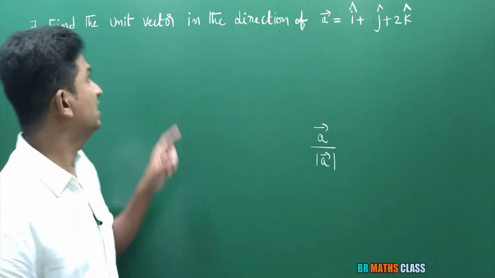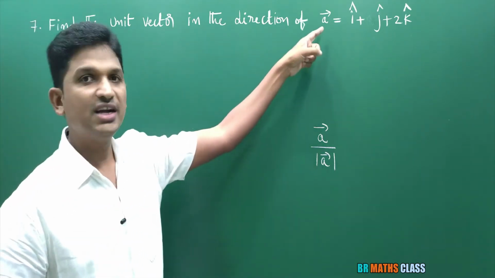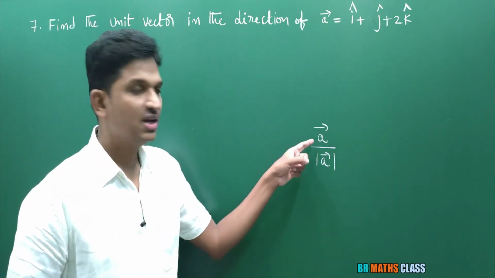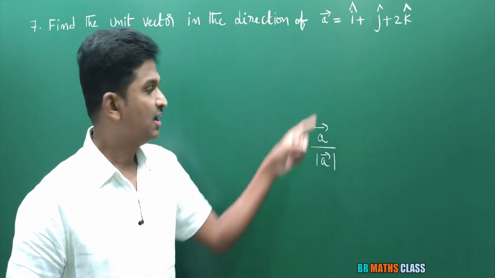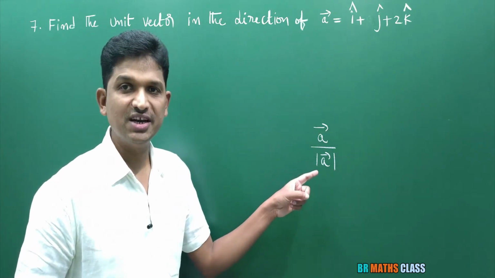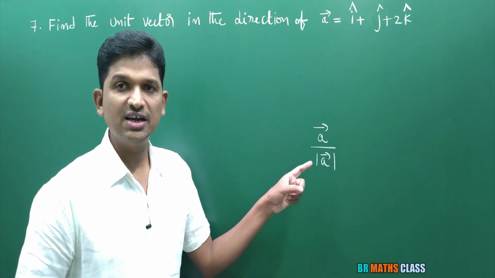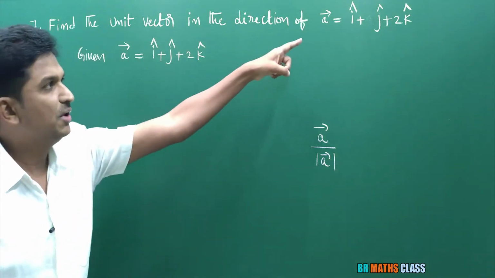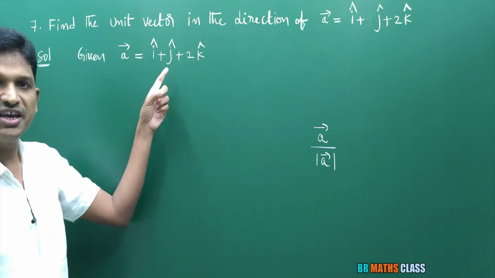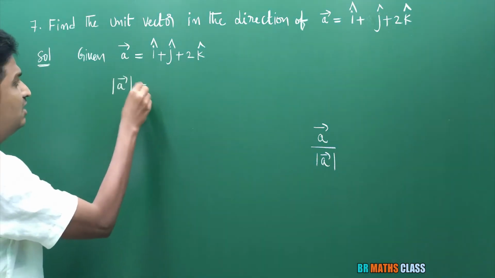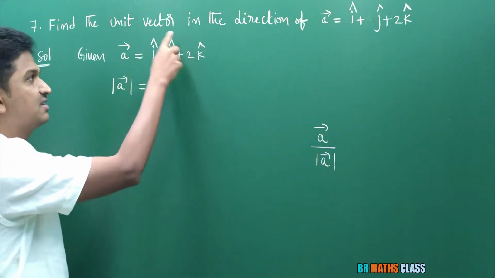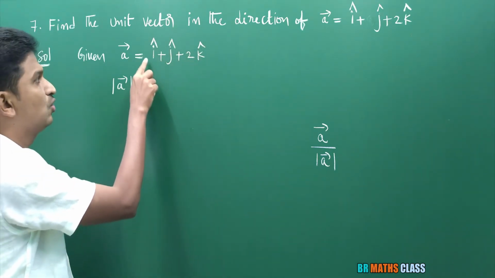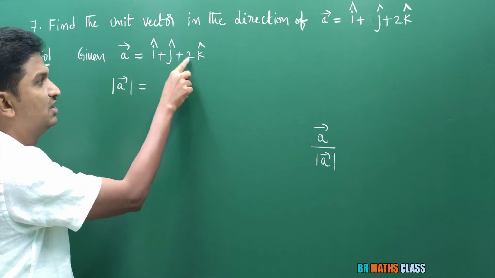Now, to calculate the unit vector in the direction of A bar, I need these 2 things. Here, A bar is already given. Magnitude of A bar is needed. So first I will calculate the magnitude of A bar. A bar is given as I cap plus J cap plus 2K cap. To calculate the magnitude of this vector, I need the scalar components of this vector. What are the scalar components? 1, 1, 2.